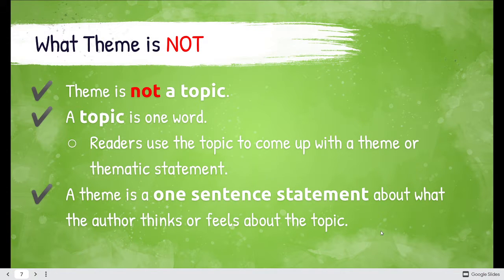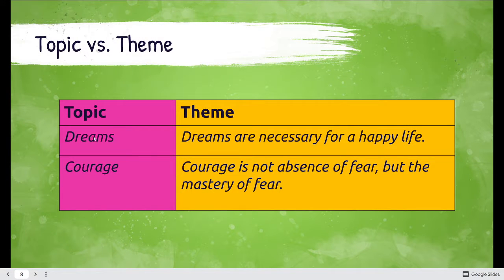Understand too that a theme is not a topic. When I talk about a topic, I'm asking for one word that relates to the theme. A thematic topic is just one word: war, love. You can have stories about hate or justice. But when I ask for a theme, I'm asking for a one-sentence statement. I'm asking about what the author thinks or feels about that one-word topic. For example, if you have a story about dreams, the one-word topic is dreams. However, the theme itself is this: dreams are necessary for a happy life.